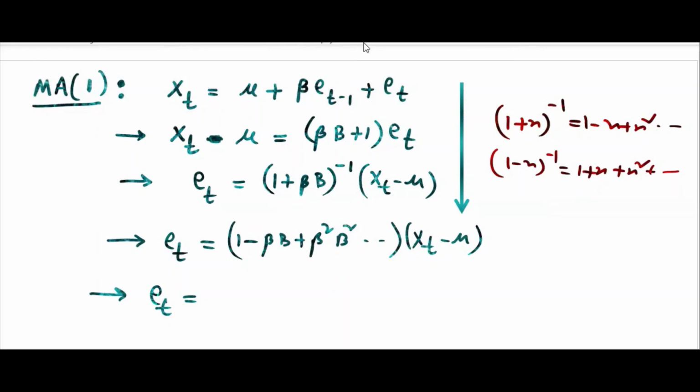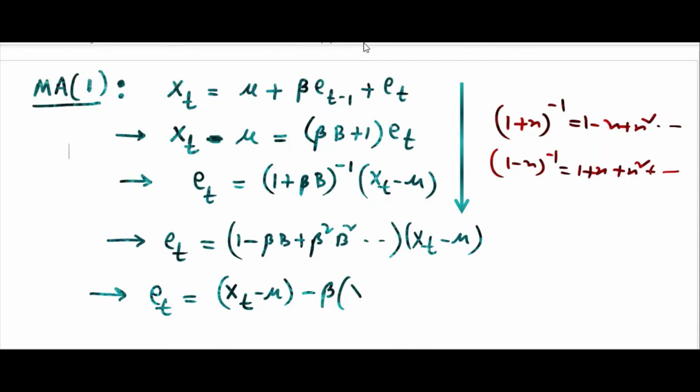So xt minus mu you will get anyway, then beta B xt minus mu. Term by term if you write, you will get all this, because the mu is there. This side, that mu I have written here. So that way you will get this one. What is B of xt minus mu? Let me write first. Xt minus mu minus beta. What is B of xt minus mu?